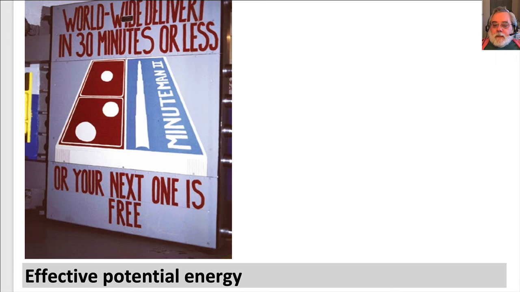Effective potential energy. Gravitational attraction is a conservative force, meaning that we can find an expression for the energy of the system that depends only on the positions of the bodies, or, in this case, the separation between their centers, which we'll use lowercase r.